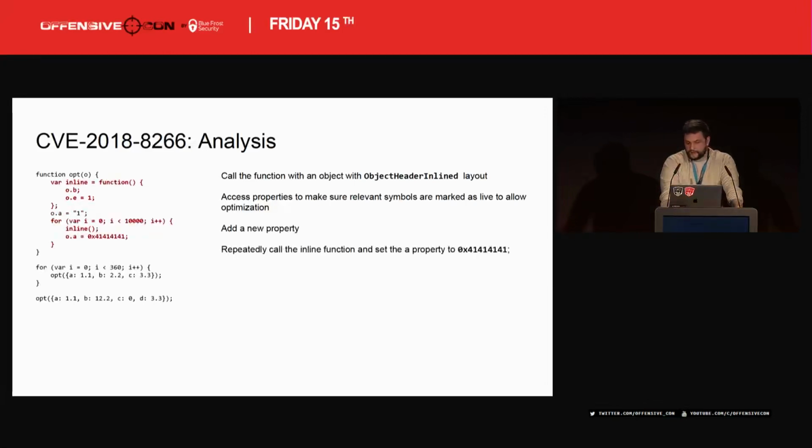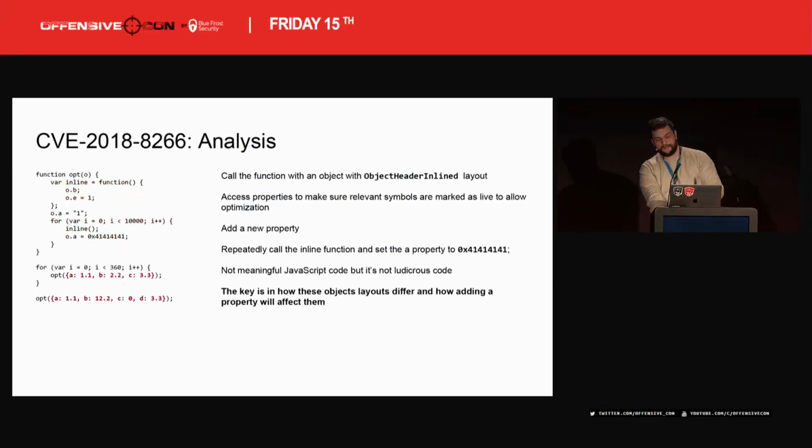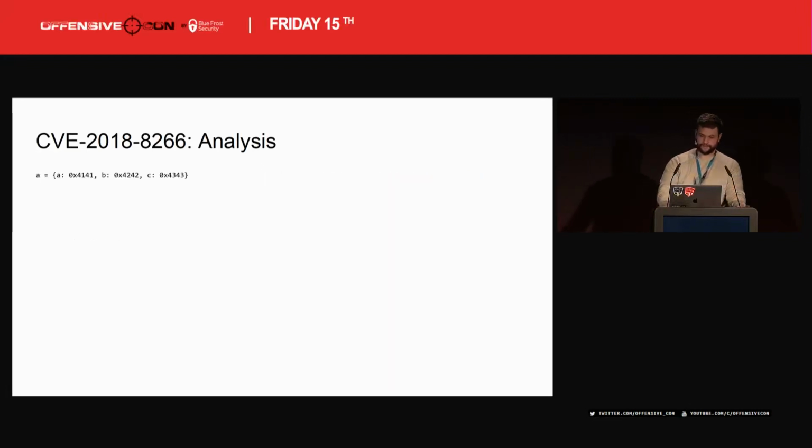And now in a loop, I repeatedly call the inline function and I set property a all the time. So it's not anything meaningful. I doubt that you're going to write JavaScript code like that because I wouldn't see the point, but it's not ludicrous either. It doesn't rely on any kind of weird features like getters, proxies, or anything. So we would expect the thing to run fine. The key to understanding this bug is how things will differ when I call it with a scalar object that has 3 properties and a scalar object that has 4 properties. So let's look at that now.